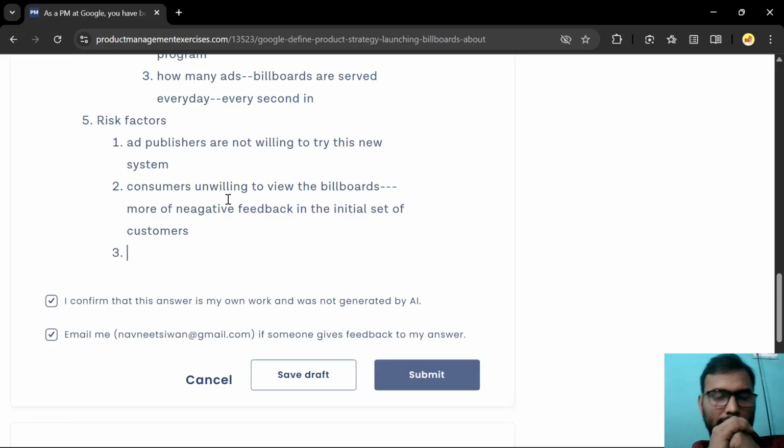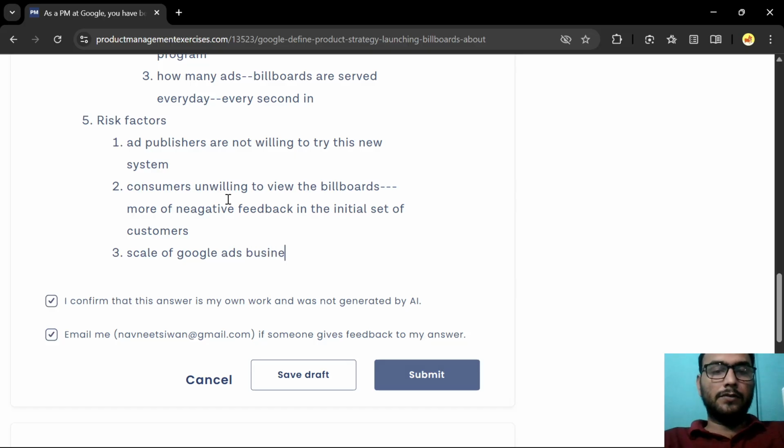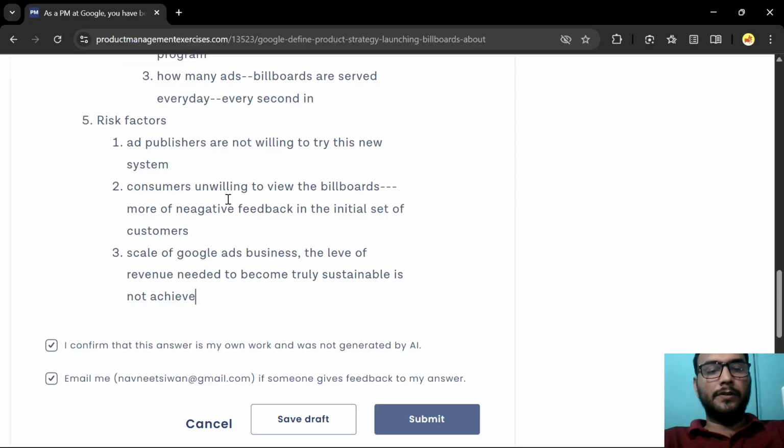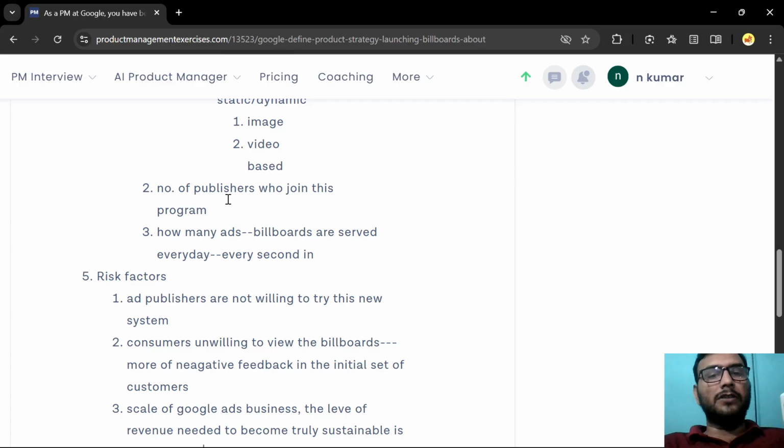And what are the other risk factors that you can think of? Maybe given the scale of Google, that would be the scale of the Google Ads business, the level of revenue needed to become fully sustainable is not achieved. Because even this is a very large scale product vertical for Google. The scale needed for this particular feature or ad space is very vast. So if that is not achievable, maybe in a year or, I do not know, in a quarter, this feature may get scrapped. That is also a risk factor.